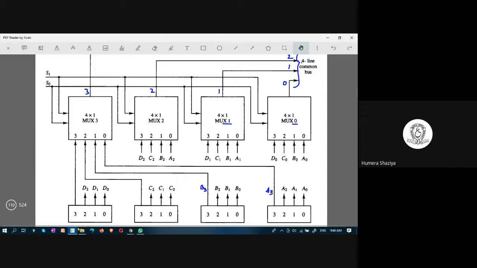The next question that arises is, when the multiplexer is receiving these bits, which are coming from the 0th bit of every register, which bit should be sent out? A bit, B bit, C bit, or D bit? Here what should be sent out?